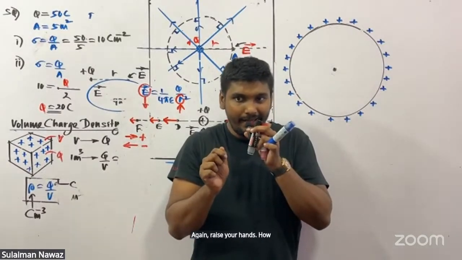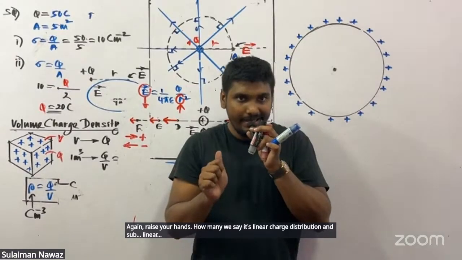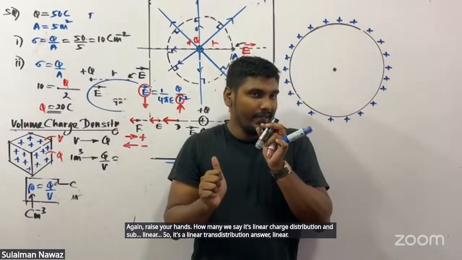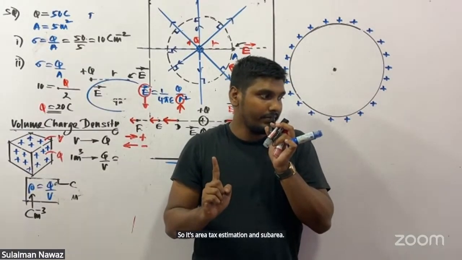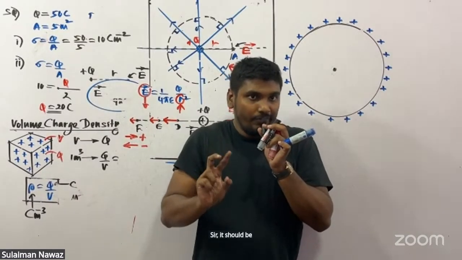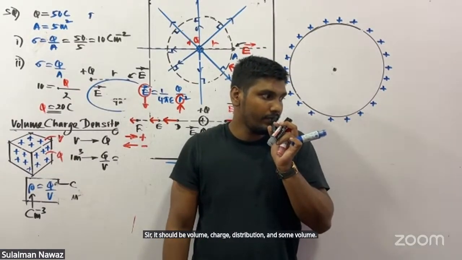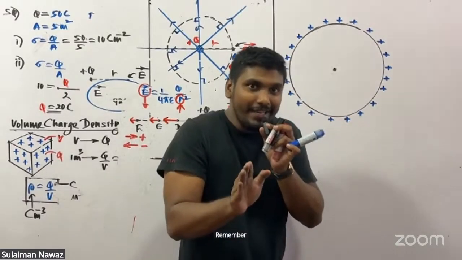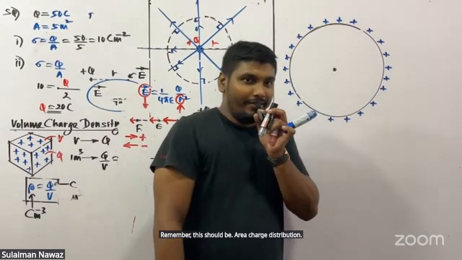Again, raise your hands. How many say it's a linear charge distribution? Say it's an area charge distribution? So it should be a volume charge distribution? Remember, this should be area charge distribution. That's why I told you, right?